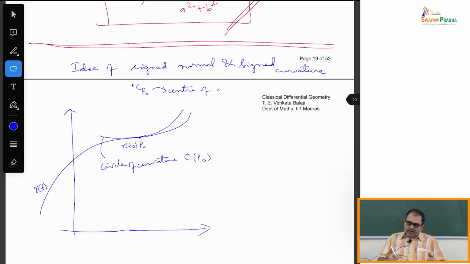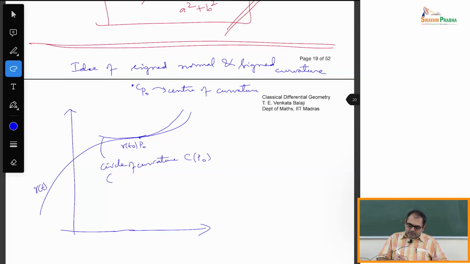Incidentally, there is another term for the circle of curvature, which is called the osculating circle. The literal meaning of osculating circle is a kissing circle. That is, it's a circle that is as close to the curve as possible, the best fitting circle to the curve. So there is also this terminology, osculating circle.